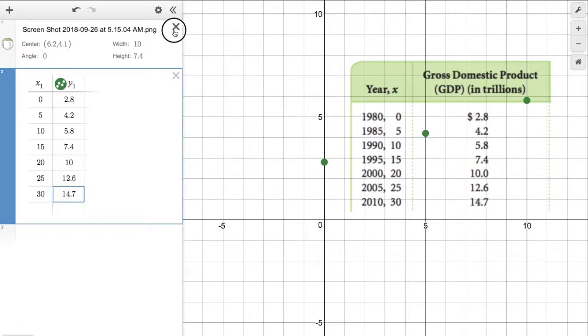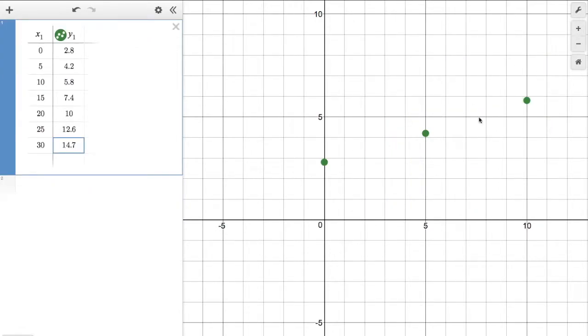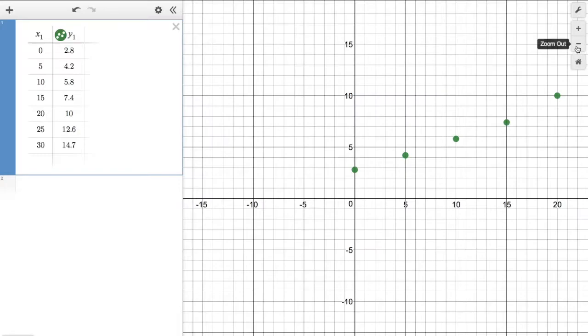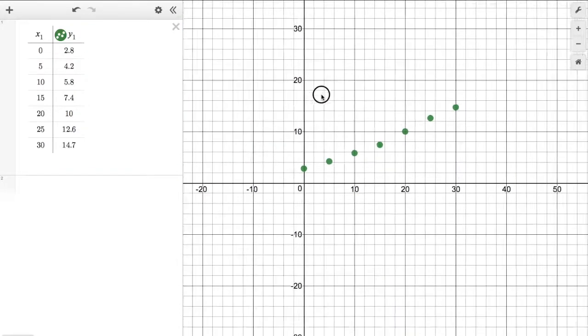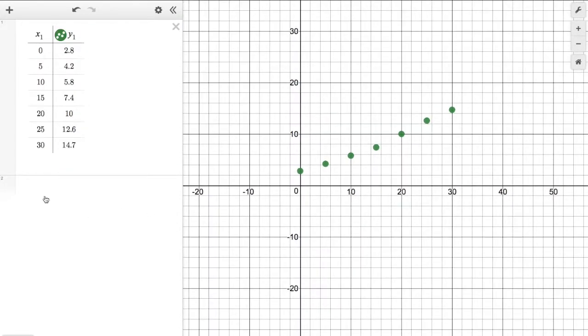Great. And I don't need the picture anymore. You can see some of the dots right here. I'm going to zoom out a little bit. There they are. Great. Now, I'm going to type in the linear regression. I want to see how the y's relate to the x's, assuming that it's a straight line.